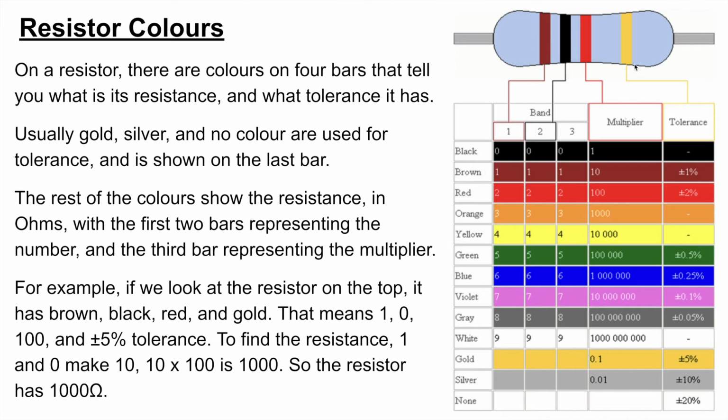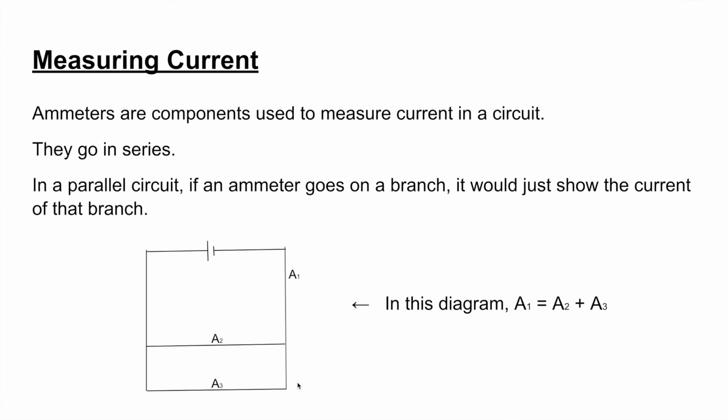For example, if we look at the resistor on the top, it has brown, black, red, and gold. That means 1, 0, 100, and plus or minus 5% tolerance. To find the resistance, 1 and 0 make 10, and 10 times 100 is 1000. So the resistor has 1000 ohms.